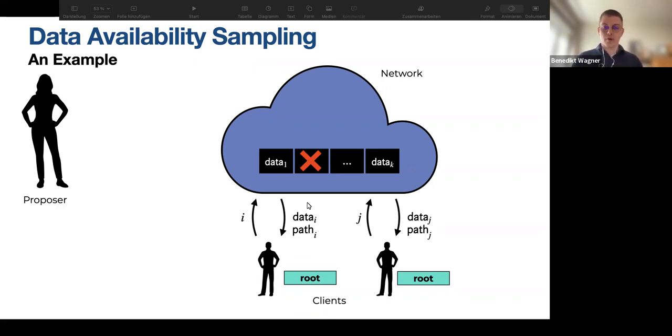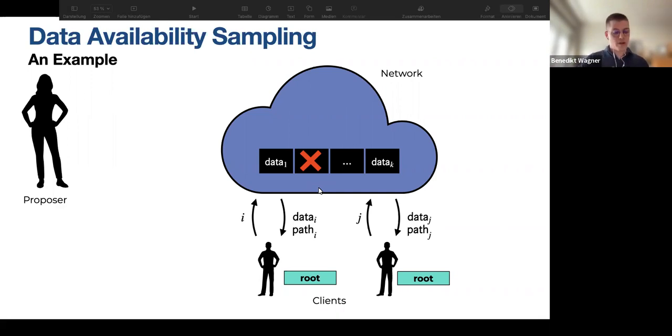So for one query, the probability that they hit this chunk is 1 over k. So that's very small. In particular, it means that to detect this with high or overwhelming probability, they need to make a lot of queries. They would need to make as many queries as they would have to make if they wanted to download the entire data. So this is really not a good idea. This is a first try, but it's not really a good scheme.